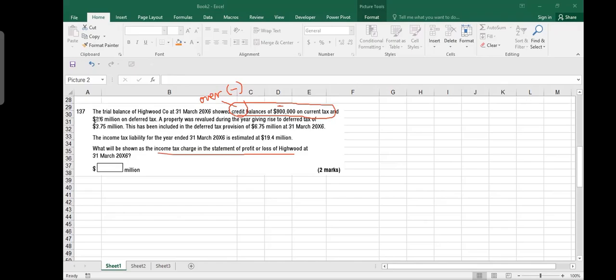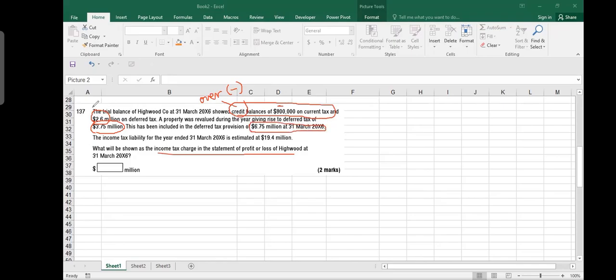2.6 million on deferred tax. So this is our balance of deferred tax, 2.6 million. A property was revalued during the year, giving rise to deferred tax of 3.75 million. So you revalued some property, and when the revaluation happened, so deferred tax thing, it goes up. This has been included in the deferred tax provision of 6.75 million at 31st March 2006.